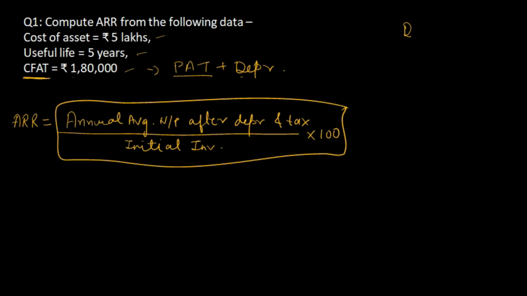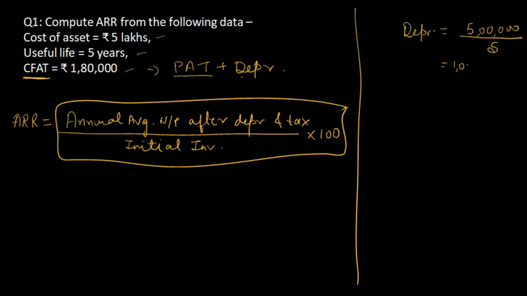For depreciation, here I'll do the working notes calculation. Its cost of asset is 5 lakh, right? 5 lakh is the cost of asset and its life is 5 years. So we can divide cost of asset by its life. So we get 1 lakh depreciation. Each year we are going to get the same amount. So 1 lakh is the depreciation.